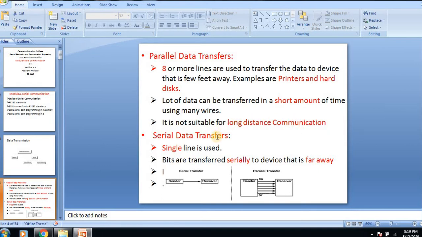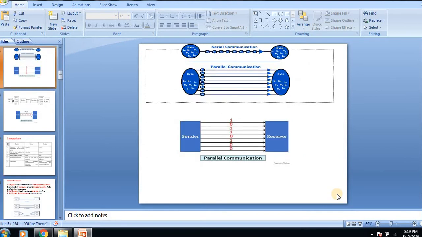In the case of serial data transfer, to transmit the same data, we will be using a single line. For example, we can see here a sender and a receiver, and we have only one line between sender and receiver. Here if there is 8-bit data, then we need to transmit bit by bit. In our discussion we will be considering serial data transfer.